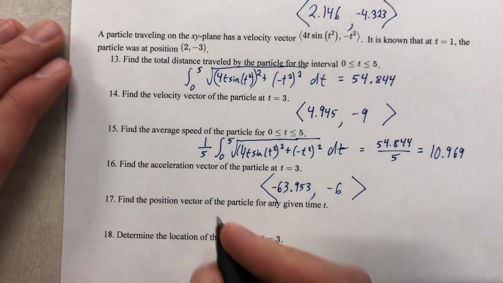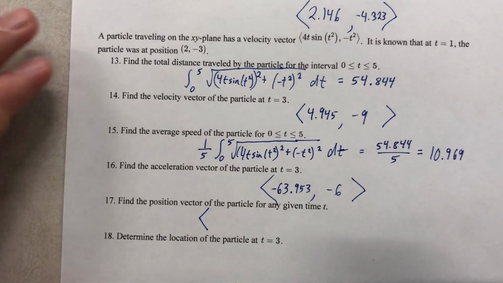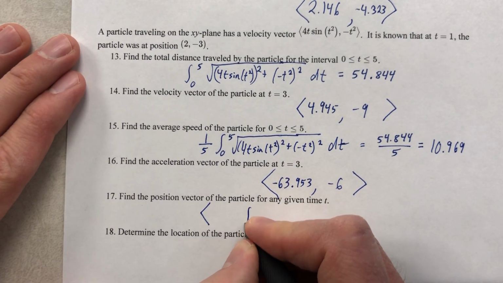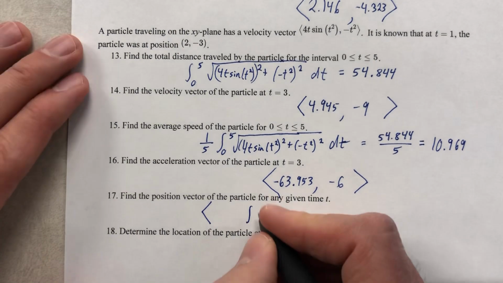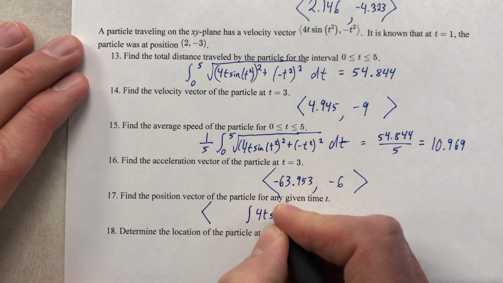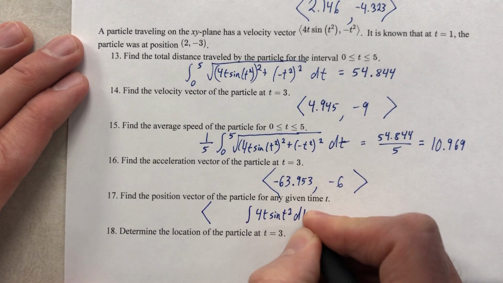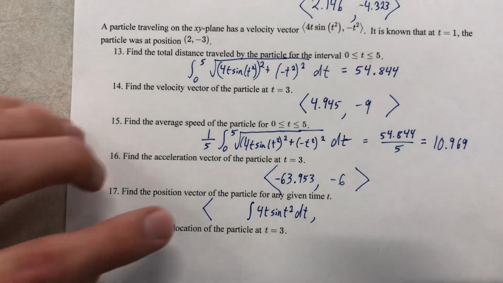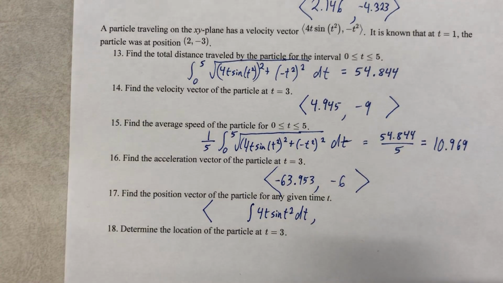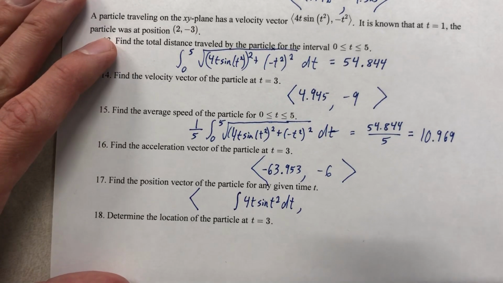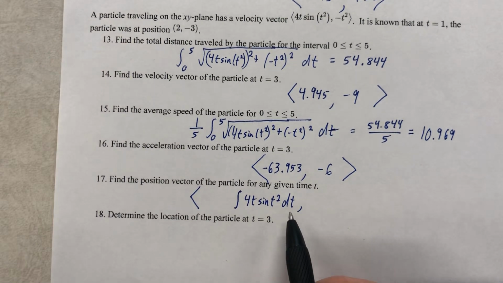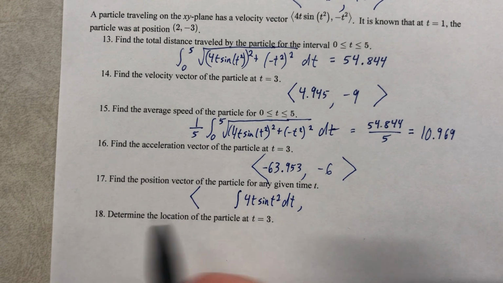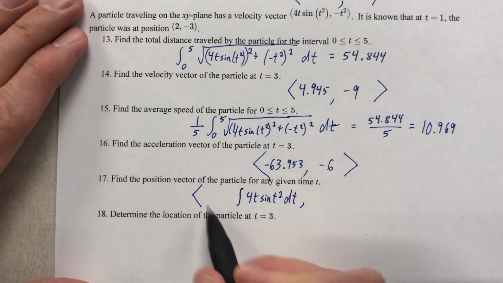So I need the antiderivative of velocity, but it's not just that simple. So let's just deal with the x first. I'm going to leave a little gap here because I know where this is going. So the integral from somewhere to somewhere of my velocity, which would be 4t sine of t squared, dt. Okay, so that's the first part of my vector. What's going to happen here as I continue to fill in the gaps and all the missing things is to tell you where the particle is horizontally in terms of x.